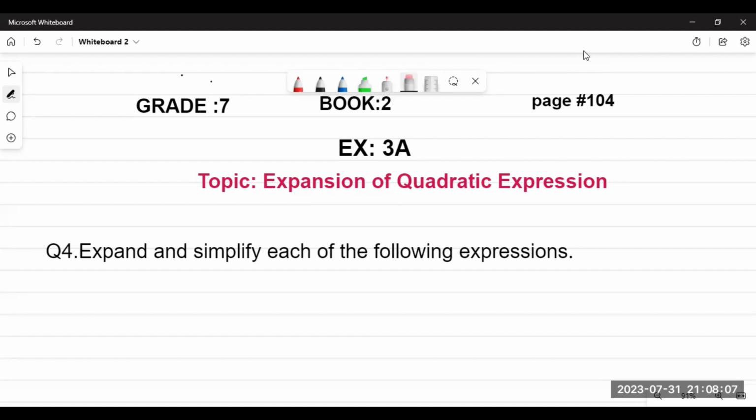So today we are going to start exercise number 3A, question number 4. The question is the same topic for the exercise: you have to expand and then you have to simplify the quadratic expression. So let's start with the A part of the question number 4. A part of the question number 4 is 4 multiplied by 2a plus 3 plus 5 multiplied by a plus 3. This time we have one number outside the bracket, plus 5 that is also outside the bracket. How to solve these type of questions?